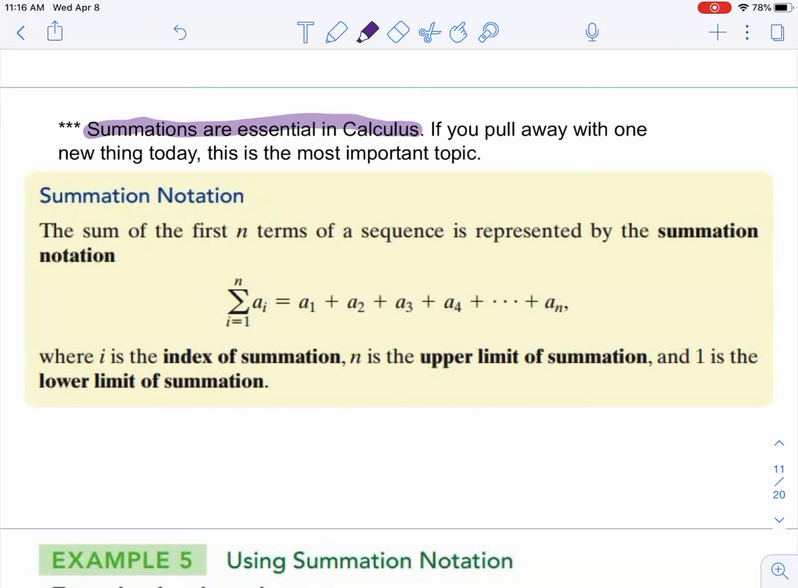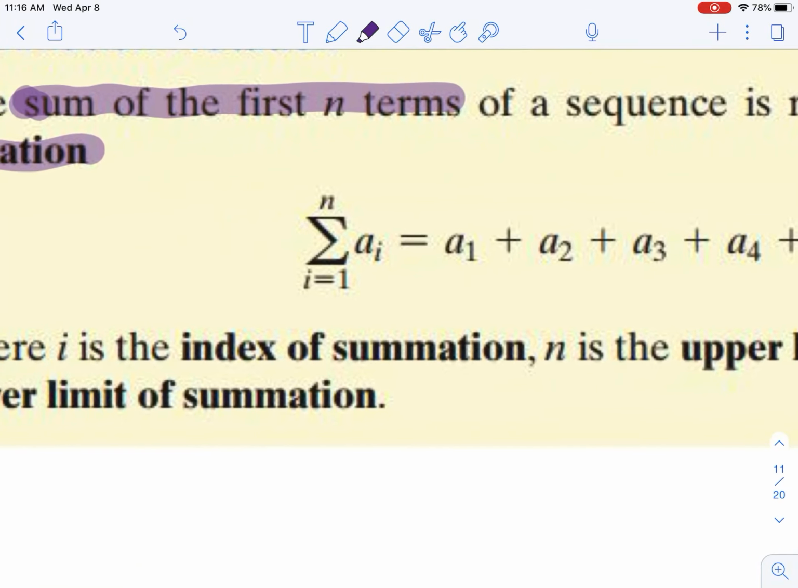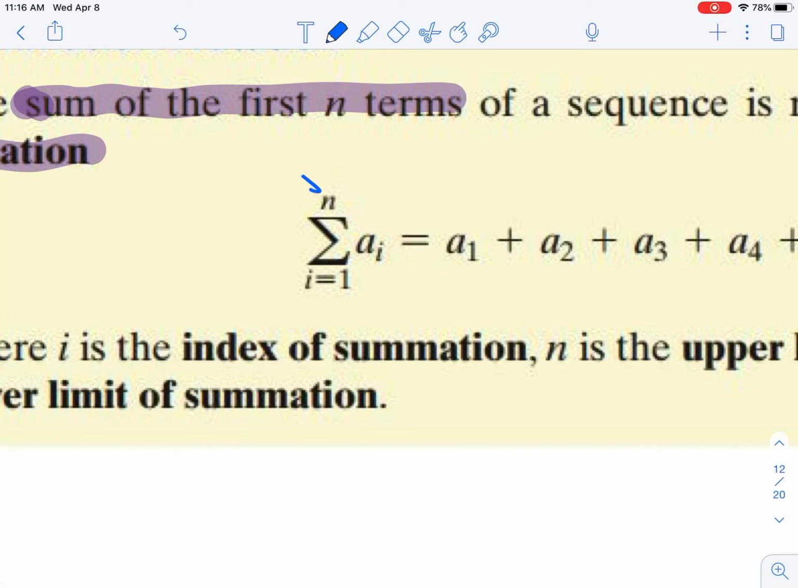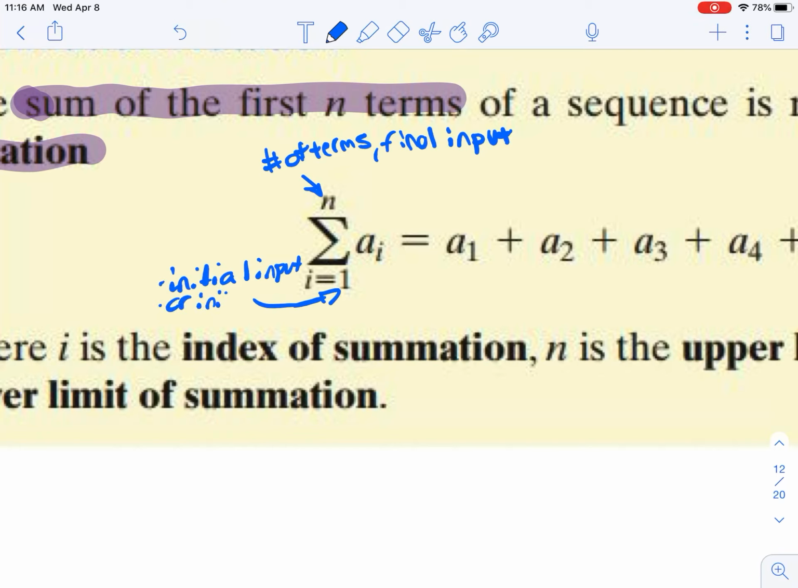So with this, the sum of the first n terms, that means we're adding them together, is represented by summation notation. Okay, I'm going to explain a little bit what summation notation is. This is going to be the number of terms, or the final term, final input. And this is going to be your initial input, or your initial term. Or did I say that correctly? Yeah, it's initial term. Start from 1, go to 7, that kind of idea.